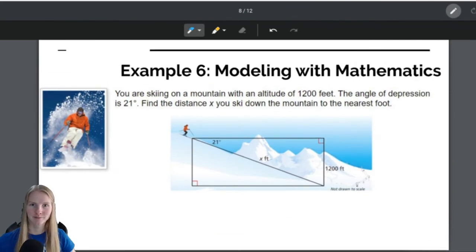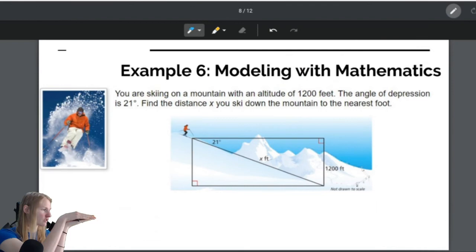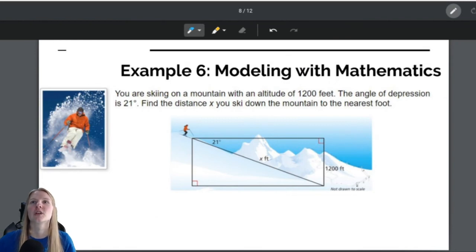Okay. Our next example, our last example for today, is modeling. Modeling with mathematics. You are skiing on a mountain with an altitude of 1,200 feet. And remember, altitude means how high you are. It's like your elevation. The angle of depression. Does that mean the angle is really, really sad? And that we should make sure to talk to that angle? No, that's not what depression means in this case. What depression means is when we're looking down. The angle of depression is the angle of how far we're looking down. At what angle are we looking down? So the angle of depression of this slope here is 21 degrees.